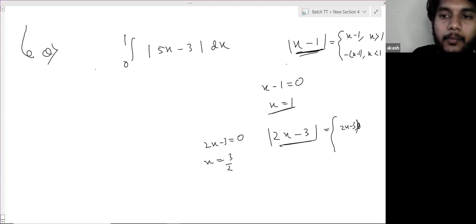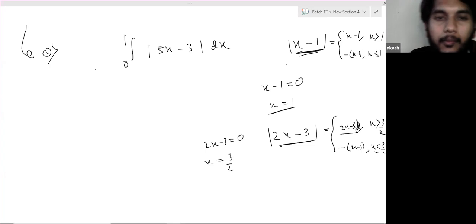It is like this: 2x minus 3 when x is more than 3 by 2, and with a negative sign when x is less than 3 by 2. Let's use an equality sign in any of them. Everyone is clear?